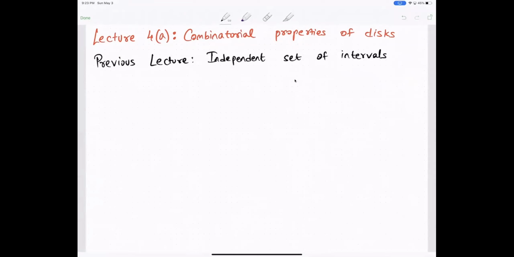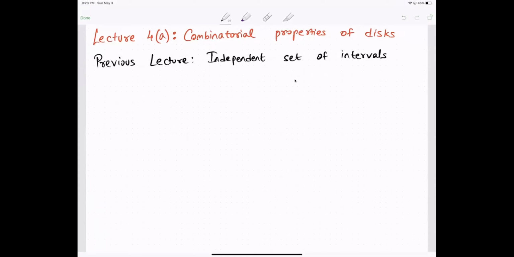I'll try to divide this lecture into two parts. In the previous lecture, we looked at the independent set of intervals problem, and there the properties of intervals were pretty straightforward. But now in today's lecture, the final goal is to compute an efficient algorithm which gives us a good approximation algorithm to compute the independent set of disks. So that's the final goal, independent set of disks.